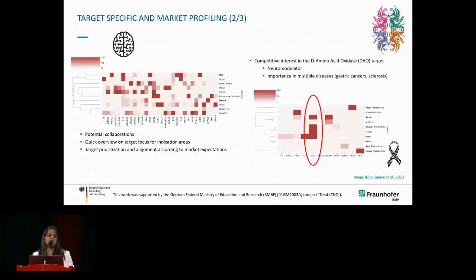Let's look at another interesting case in the case of rare diseases. In this example, we look at DAO, which is D-amino acid oxidase. And this target, as you see in rare diseases, is the only one which has multiple different institutes and pharma partners being involved in this. And this is merely because this target is interesting in multiple fields.